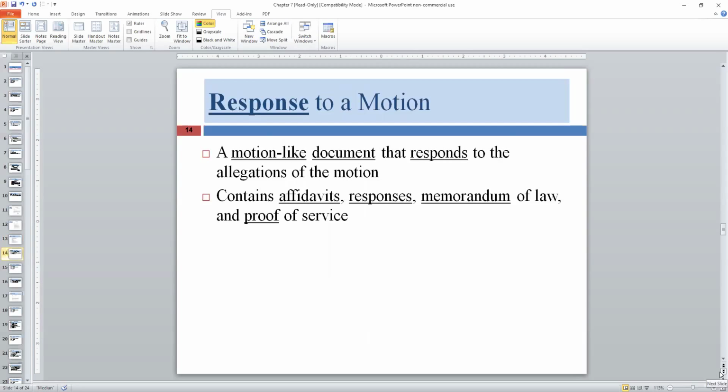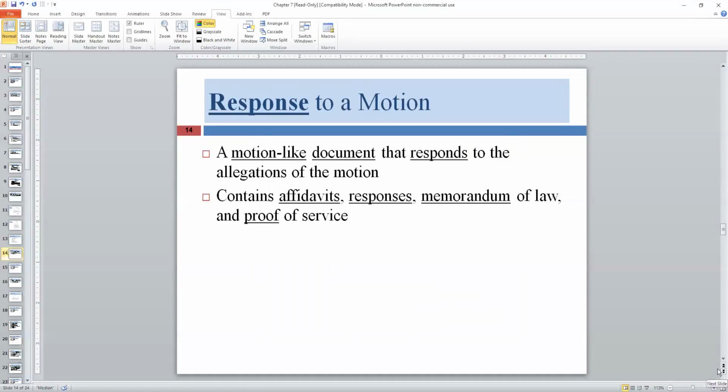Okay, so let's say that your law firm isn't filing the motion, your law firm is responding to a motion that it has received from opposing counsel. Well, when you file a response, you do many of the same things you do when you file the motion.